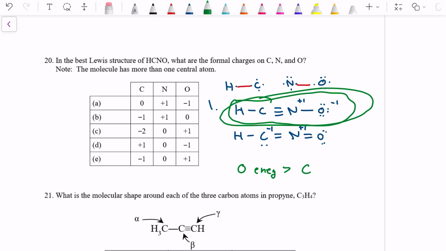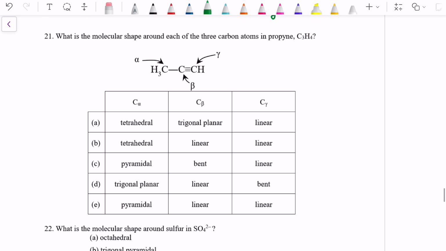Okay, and what do they ask for? They want the formal charges on each of them. Carbon is neutral, so we're already at A. Yeah, carbon's neutral, nitrogen's +1, oxygen is -1. 20A.